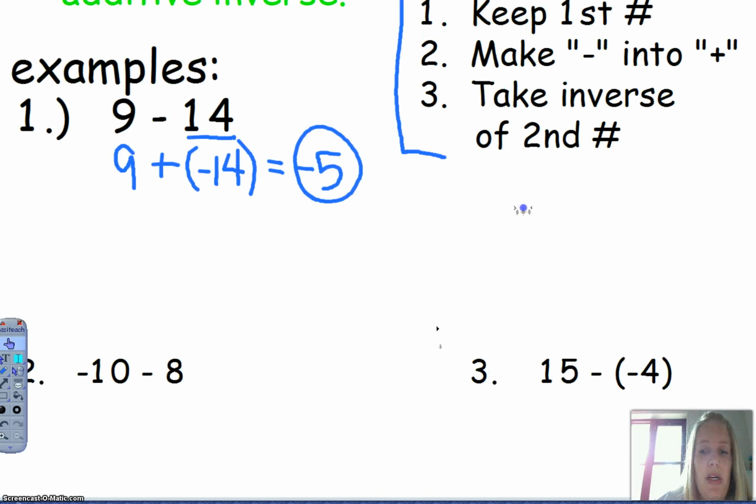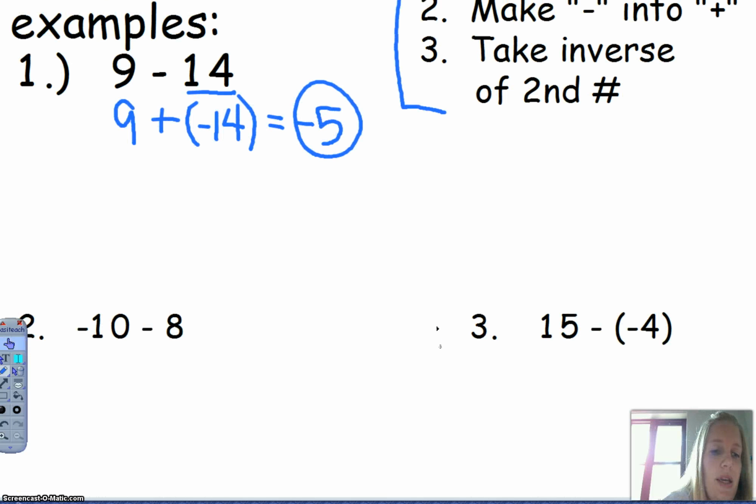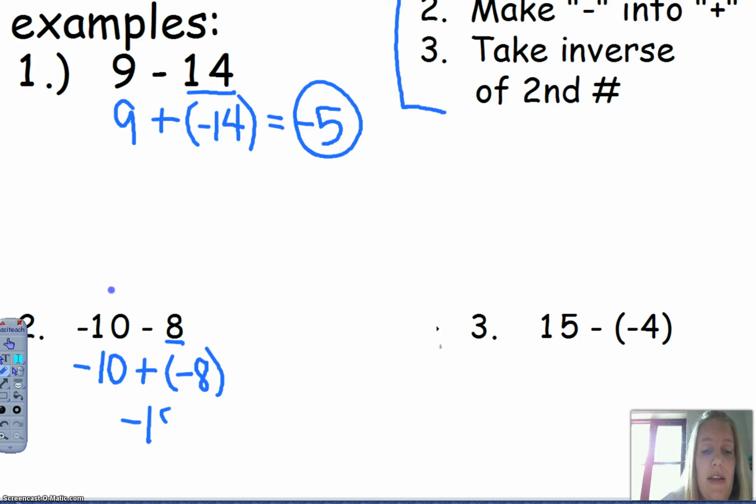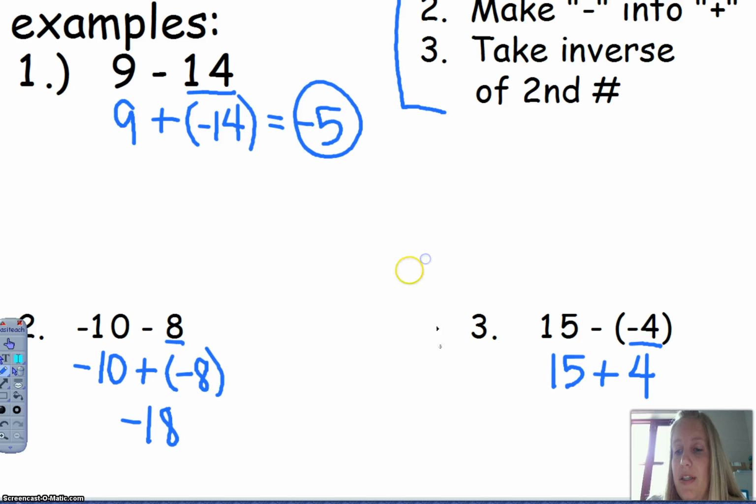Okay, we'll do 2 more, and that'll be it for today. Change it to addition, negative 10, make the subtraction sign an addition sign, take the opposite of 8, negative 8. They have the same sign, so you add the 2 numbers, you get negative 18. All right, last one. Keep the first number, 15. Change the subtraction to addition. Take the opposite of the second number, you get negative 4. Same sign, add them, you get positive 19.